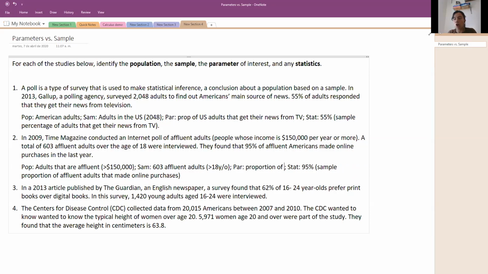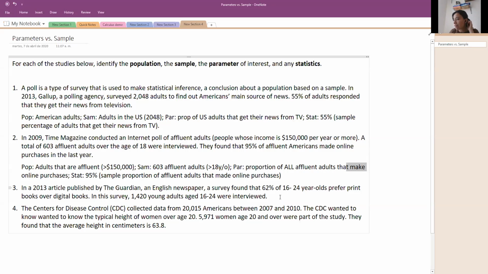So this is the proportion of all affluent adults that make online purchases. Now look at the difference here. The parameter is the proportion of all affluent adults that make, as a general statement, online purchases, whereas the statistic is the sample proportion of those that have made online purchases, right? That's because that's the data that we're collecting. The parameter looks at the principle of everything that happens, whereas the statistic is measuring something that actually occurs.